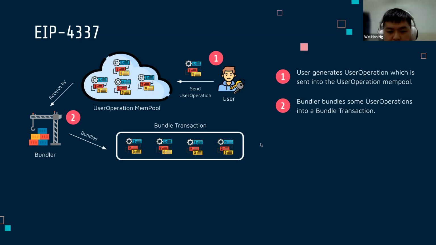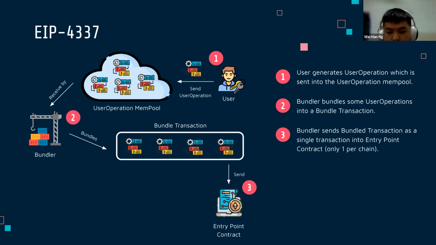And the third step is that once you have this bundle transaction, the bundler can send the bundle transaction to a contract called the entry point contract. So this entry point contract is a global single contract, meaning that only one can exist in one chain, let's say only one entry point contract can exist on Ethereum mainnet, right? So that means people have to do a lot of auditing on this entry point contract before releasing it to the mainnet, because it's going to be used by everyone in terms of account abstraction, right? So this is the third step.